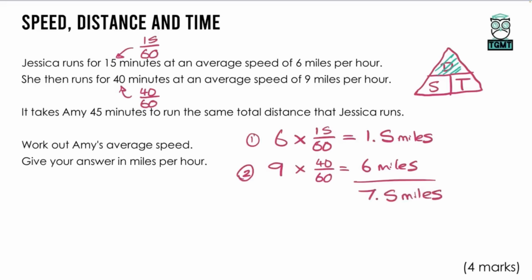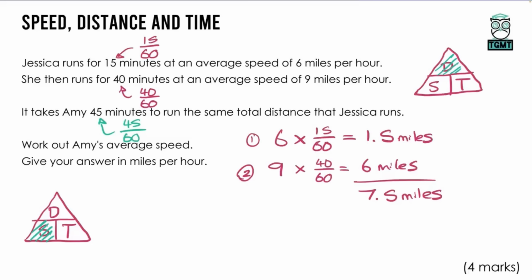Now it says here, if Amy takes 45 minutes to run the same total distance that Jessica runs, work out Amy's average speed. So we need to do a formula again, because this time we are working out speed. So speed, distance and time, we are working out a speed, so we need to do distance divided by time. Again, we have 45 minutes, which is 45 out of 60, if we write that in hours again. And then we can use that formula to get our final answer.